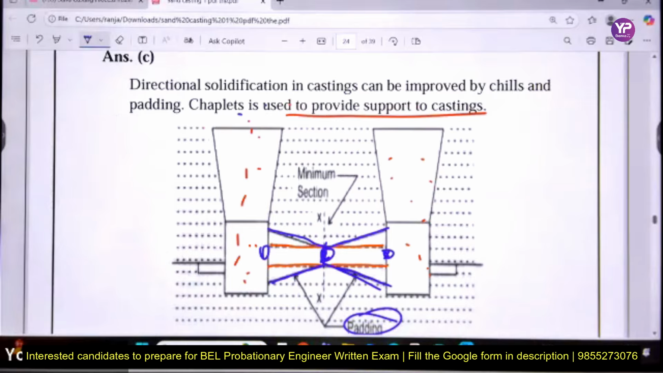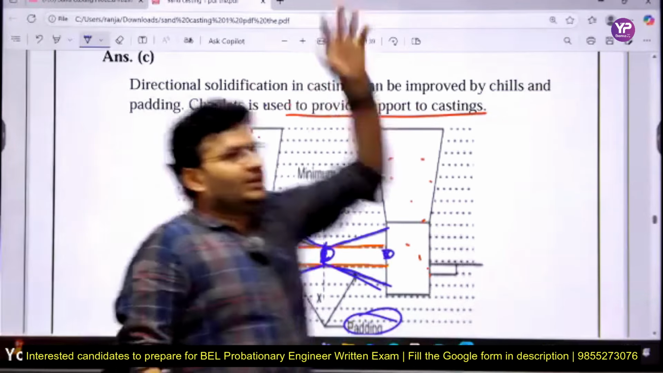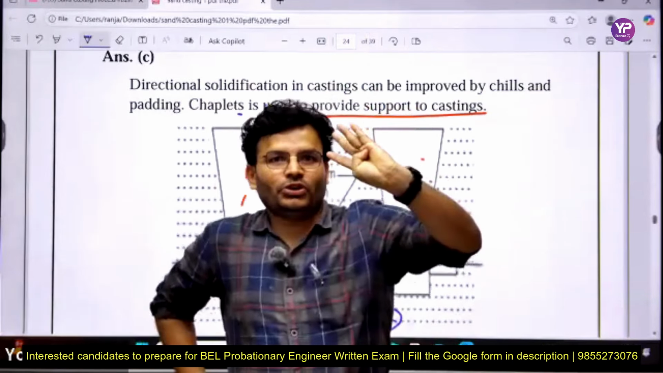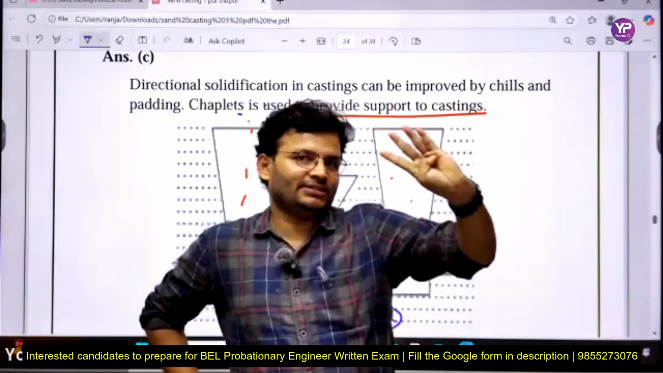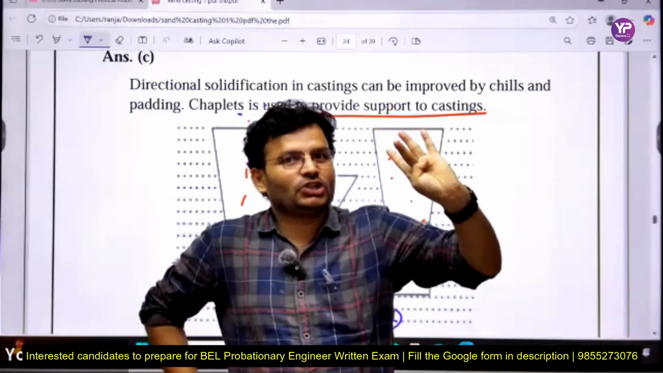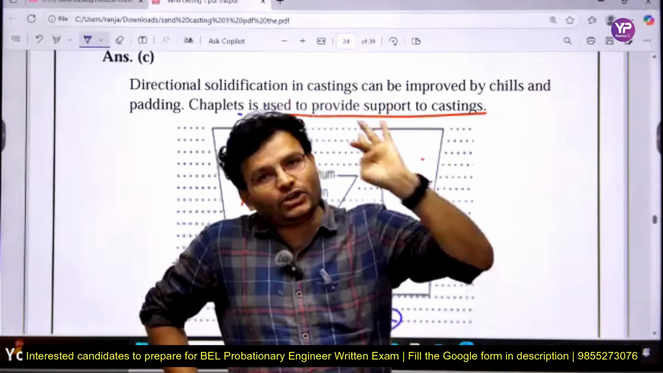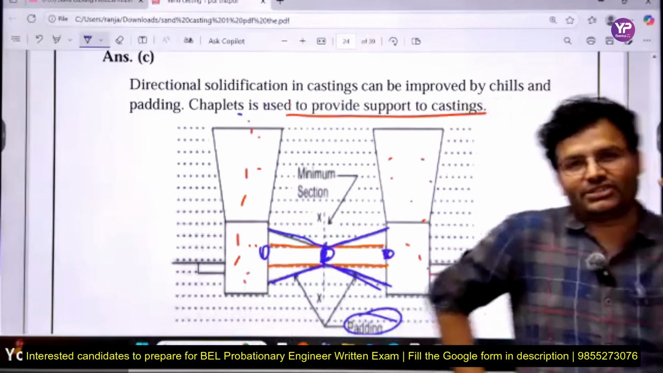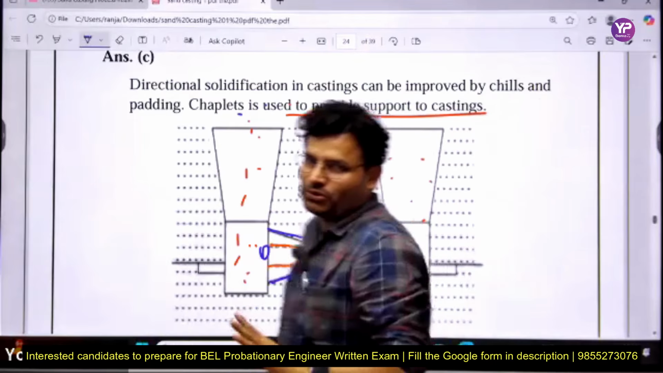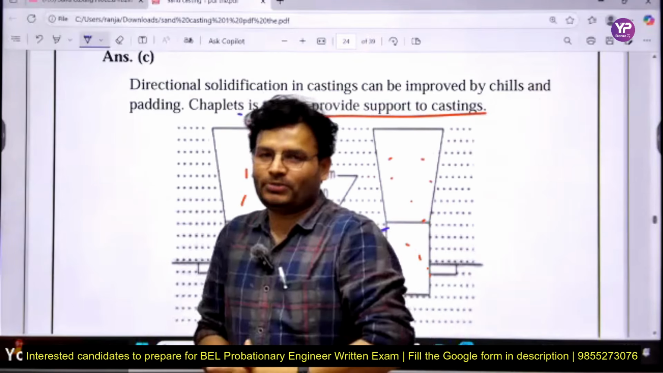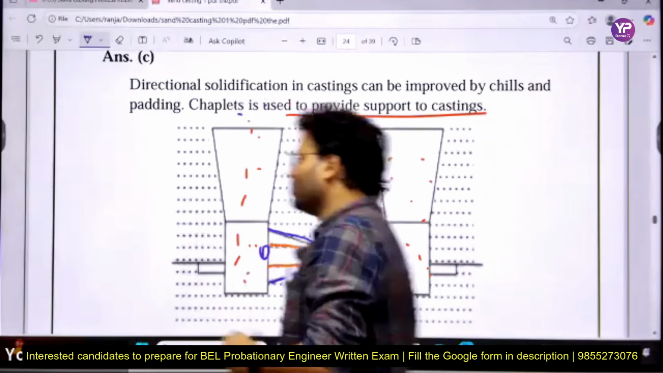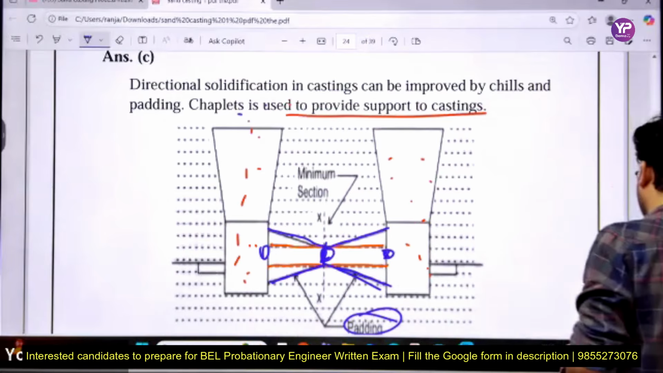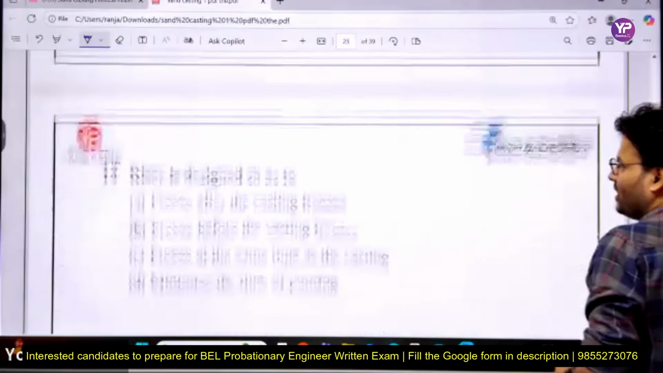So my dear friends, what is the ultimate conclusion? Chills and paddings are used for directional solidification, chaplet is used for support, and core print is basically a type of impression on the pattern where you have to place the core. Keep these four things in mind always, so that you will not find any difficulties if a question is asked from sand casting.